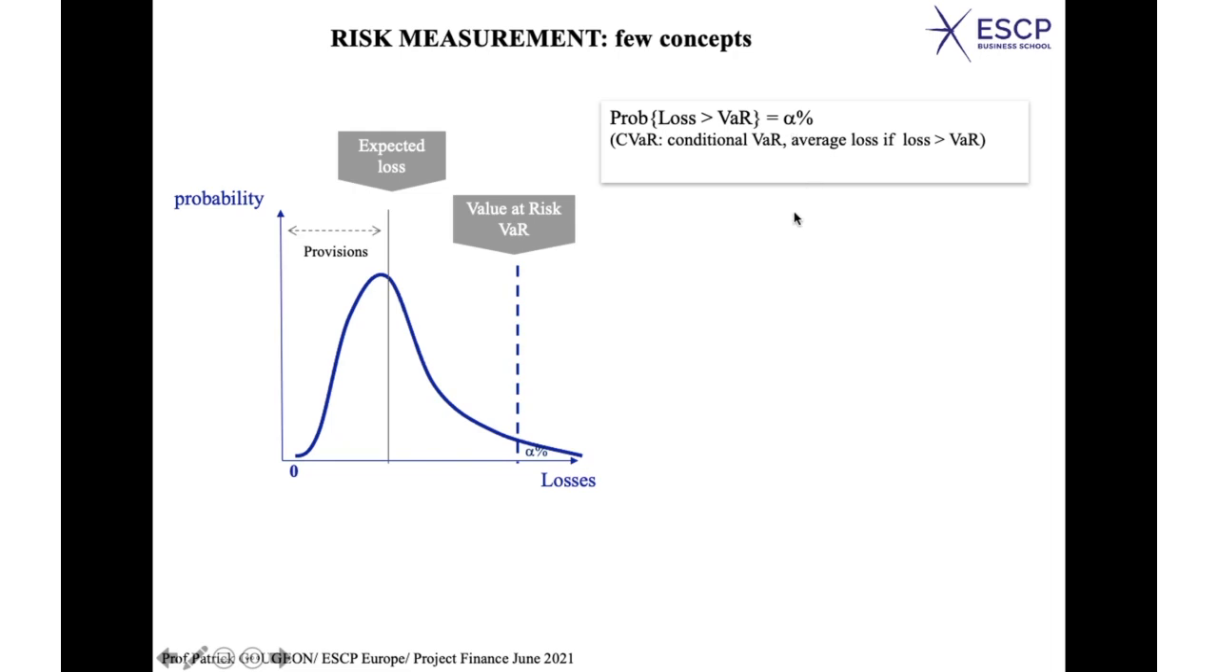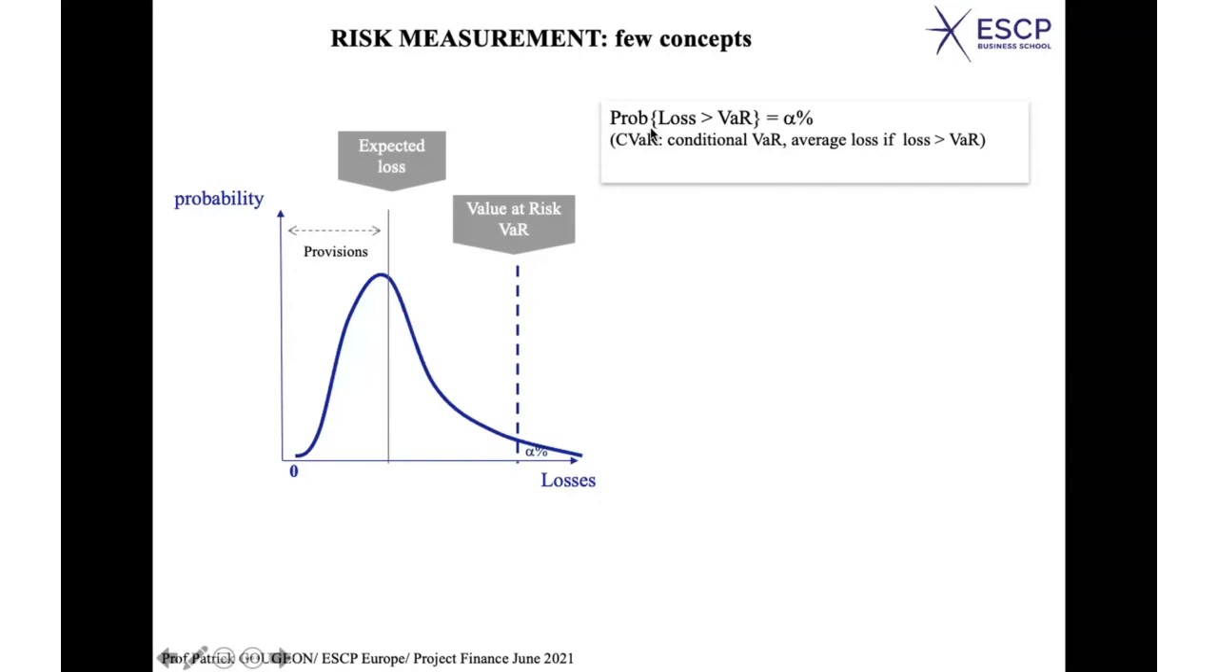So 1%, you take it here and you try to find the line, the limit, which corresponds to 1% on the curve. In other words, you are looking for the limit, okay, here, which means that you see that the probability of a loss higher than this limit is just alpha %. So the definition of the value at risk is this: the probability of a loss higher than the value at risk is just alpha %.